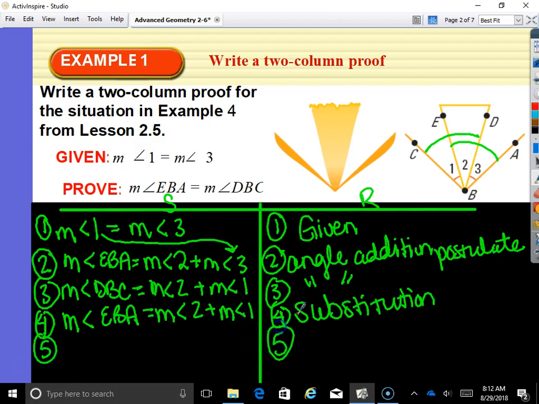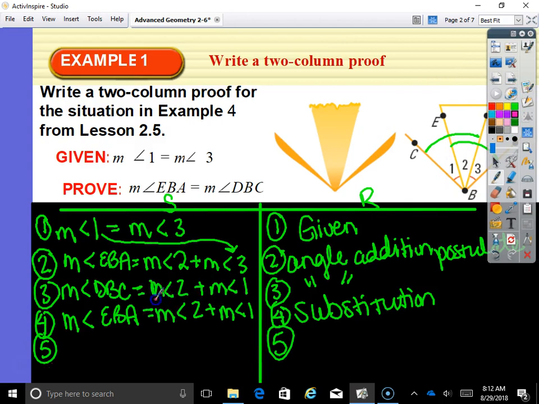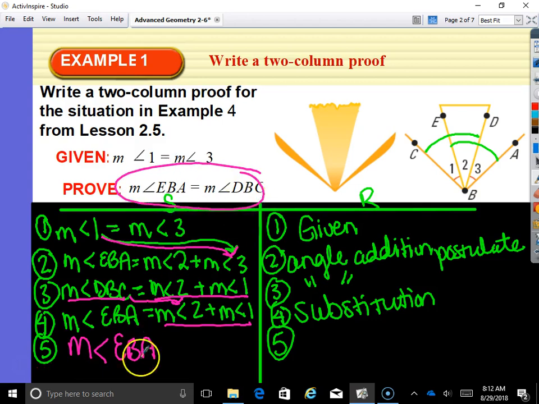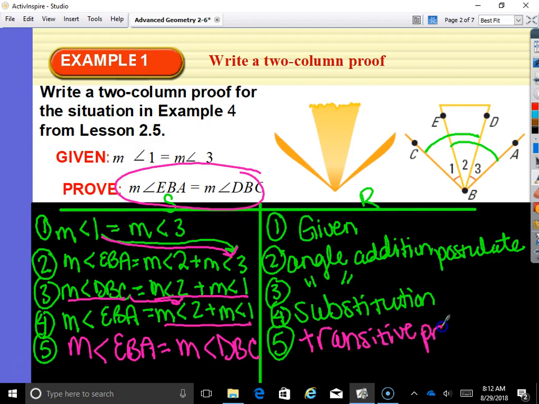So now, hopefully you see that these are exactly the same. They're the same because I had subbed this 1 in for this 3, right? So now they're the same. Since they're the same, we can sub a whole side for a whole side, transitive property. So I can take this right here and plug it into this side. So I would have the measure of angle EBA, I'm writing it exactly like they want the proof statement written, equals the measure of angle DBC, transitive property, as you're subbing a whole side for a whole side. And that is your entire proof.